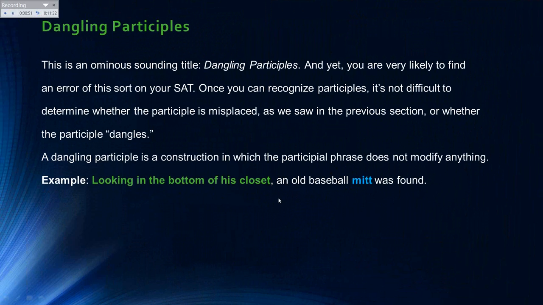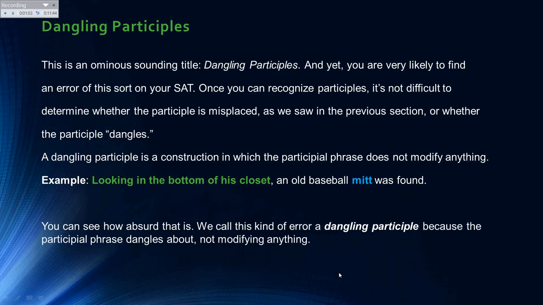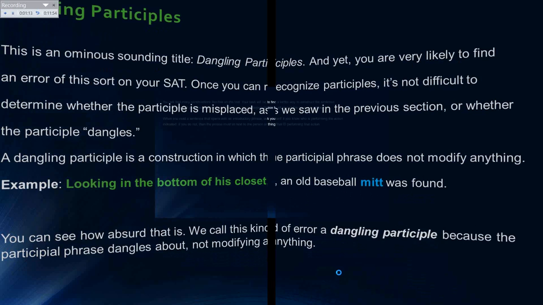Also, you've had passive voice. Notice that this is in passive voice. An old baseball mitt was found. It lends itself to a mistake. So we could have said, looking in the bottom of the closet, Bob found his old baseball mitt, and then we know who was looking in the bottom of the closet, and we have active voice.